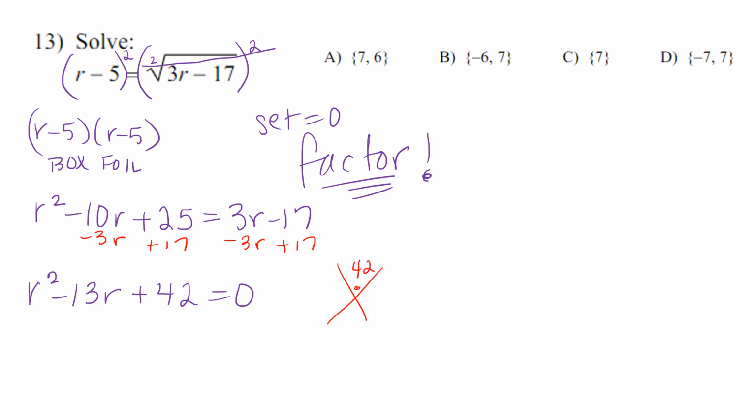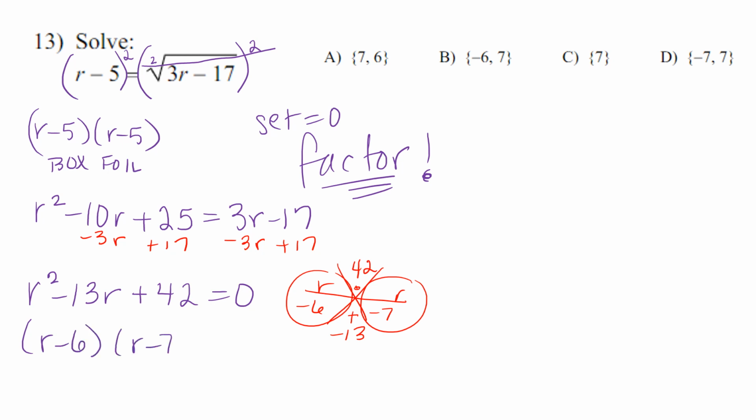We're going to do our little diamond problem off to the side. What multiplies to 42 but adds to -13? -6 and -7, put your little r's over top, and those become your two factors. When we set our two factors individually equal to 0, we get r minus 6 equaling 0, so r equals positive 6, and r minus 7 equals 0, so r equals positive 7.